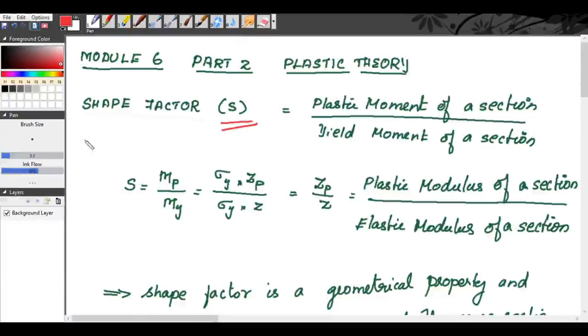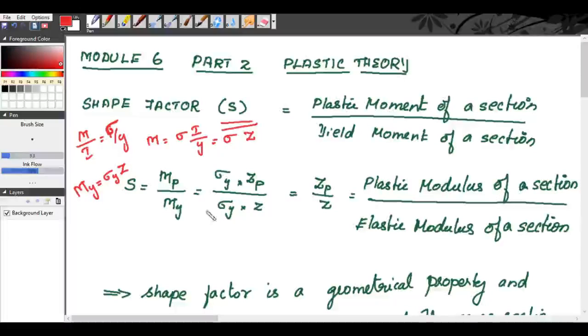So for moment we know M by I is equal to F by Y. F means sigma, right? Stress by Y. So M is equal to sigma into I by Y. So that is equal to sigma into Z. We have already seen the yield moment My is equal to yield stress into section modulus. This is nothing but elastic modulus of section or elastic section modulus. So My is equal to yield stress into elastic section modulus. Mp, that is plastic moment, is equal to yield stress into plastic section modulus.